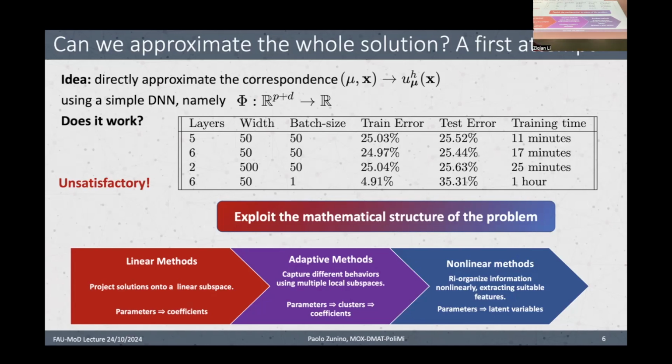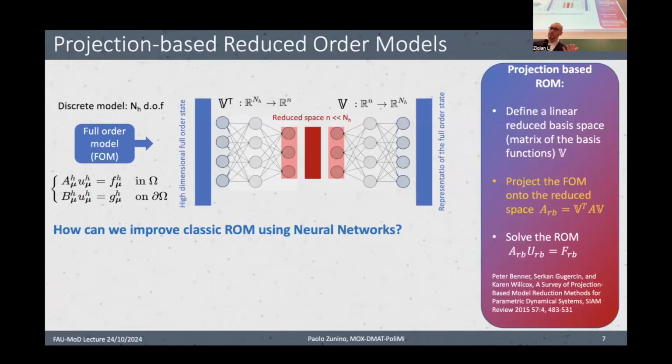And to finally achieve a full nonlinearity, where we actually replace the concept of a linear approximation space with a nonlinear trial manifold, which is characterized by a number of unknown latent variables to be determined. And what we do is to try to approximate the mapping between the parameters and these latent variables. So let me be more precise. And let's start from the classic one.